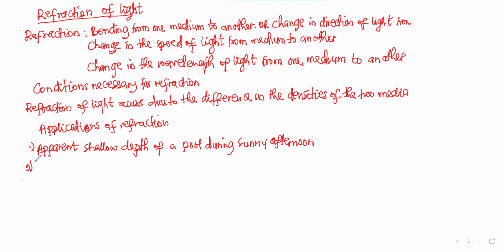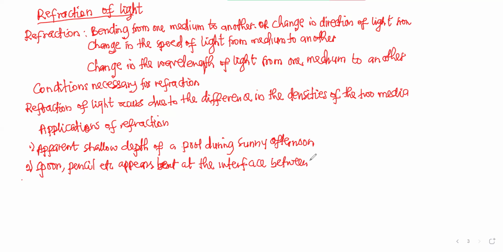A straw in a glass of water appears to be bent. A straw, pencil, pen, spoon appears bent at the interface between air and water, or the boundary. Good.